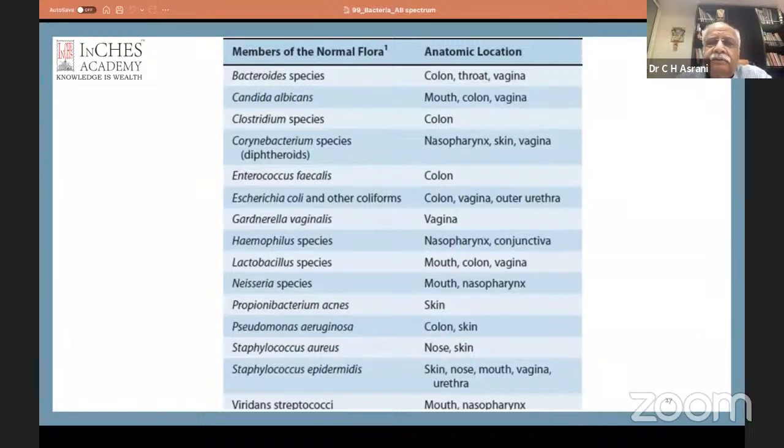This is a chart of normal flora we have in our body, various species, and their anatomic locations. I will not read this out. You will have this to refer to, if you are wondering about something.